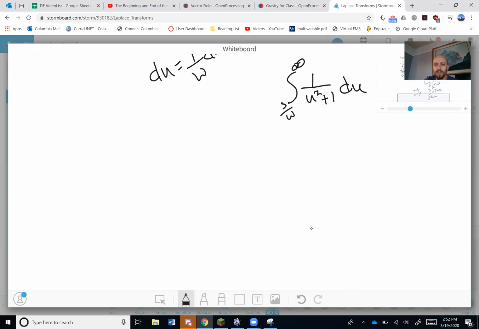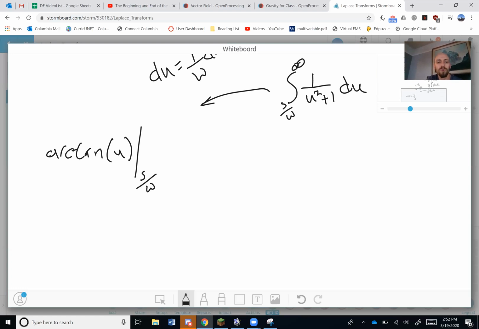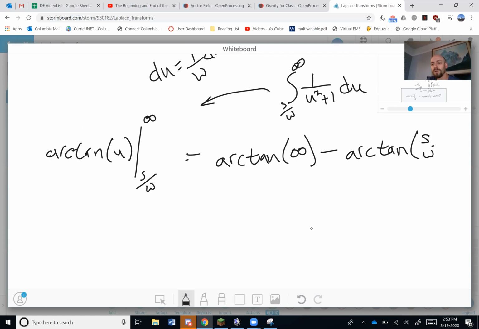Oops, wrong way. Okay, so next thing, and I'm going to go over here so I have some more room. So I have the arctangent of u evaluated from s over w to infinity. Now I need to know what the, so, all right. So that's going to be equal to the arctangent of infinity minus the arctangent of s over w.